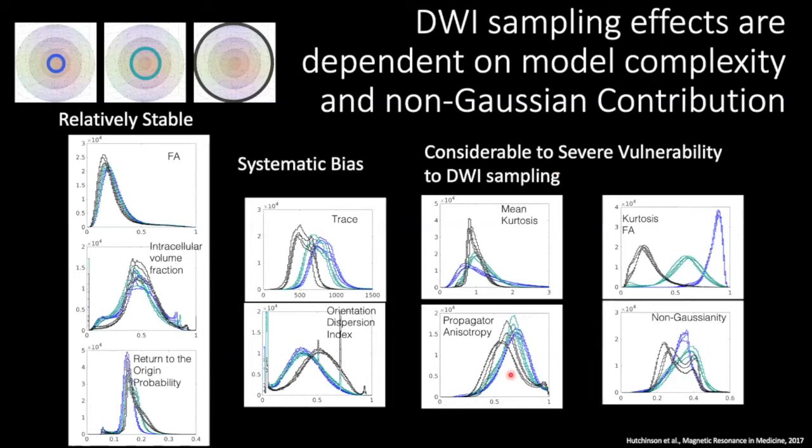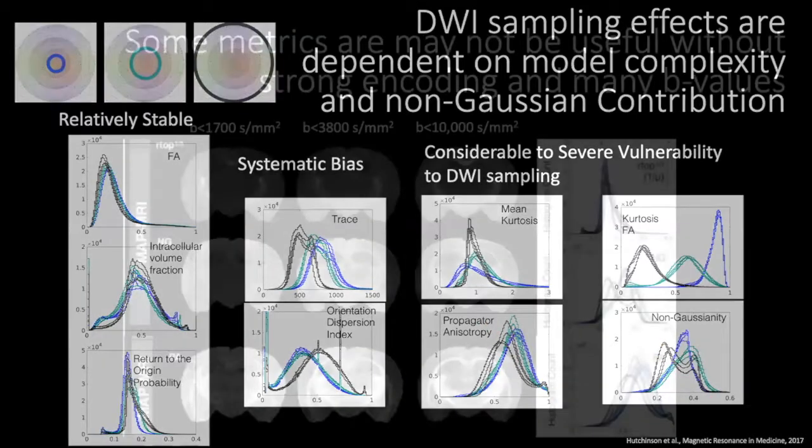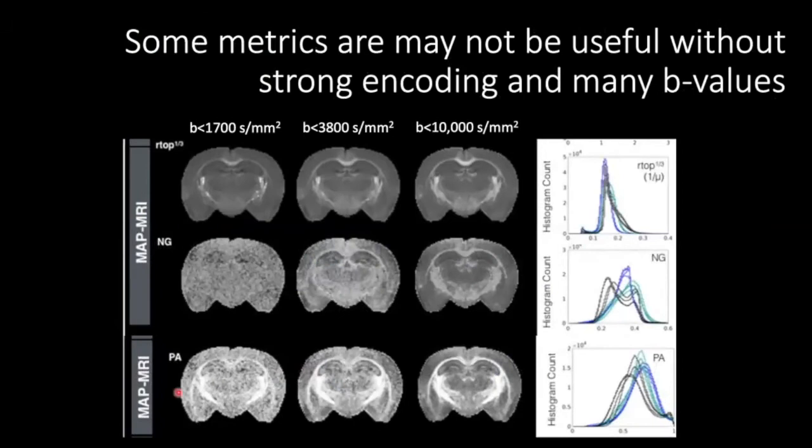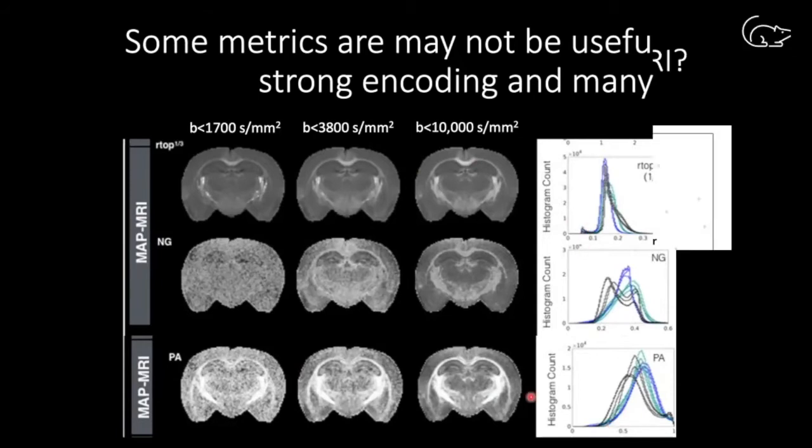And I want to just point out propagator anisotropy and non-Gaussianity both show a bimodal distribution when they're highly sampled. The reason for this is because they really don't become all that useful until you have a b-value sampling that will support them. And so this is a major consideration, especially if you're strapped for scan time.